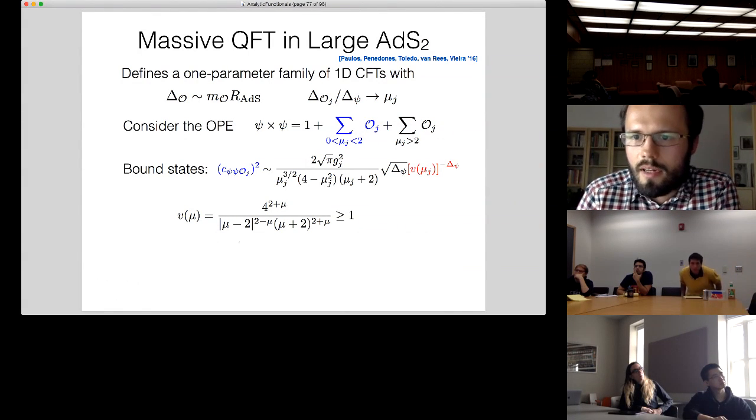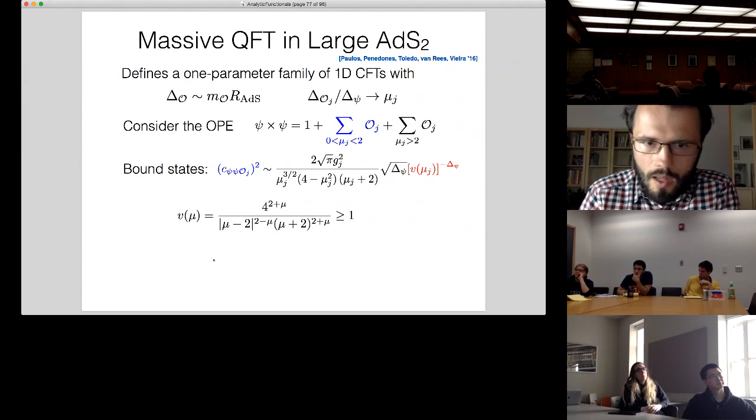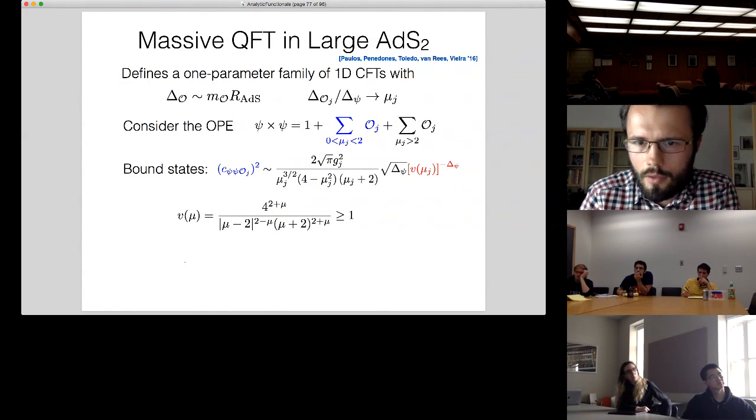This factor is really coming from the LSZ factor of the particles propagating over large distances in AdS. So we know that the amplitude of a massive particle to propagate over a large distance is exponentially suppressed. The function V of mu is shown here. It's rather complicated, but can be easily found from drawing geodesics in AdS. In the region where mu is between 0 and 2, so for the bound state, it's always greater than 1, so indeed we have an exponential suppression.